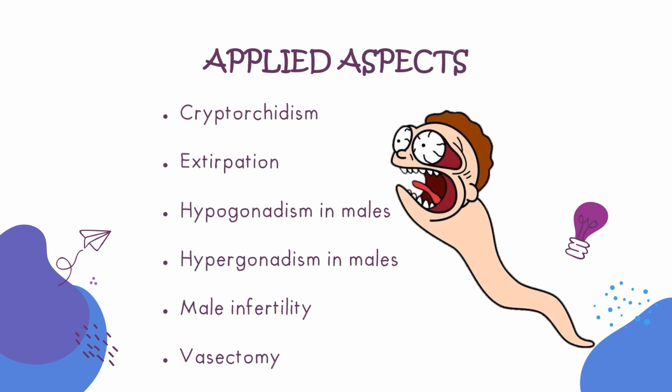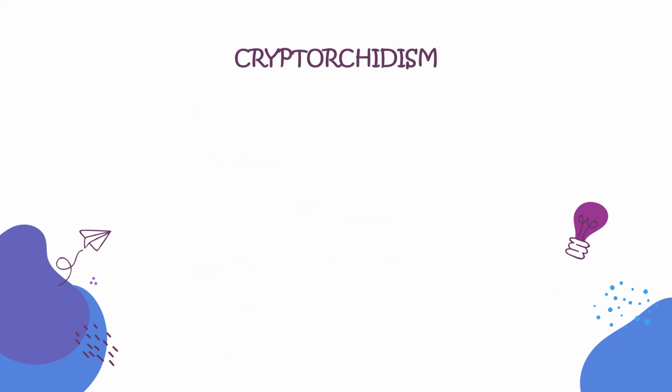The applied aspects: cryptorchidism, extirpation, hypogonadism in males and hypergonadism in males, male infertility, and vasectomy. Cryptorchidism, in Greek, means hidden testis.